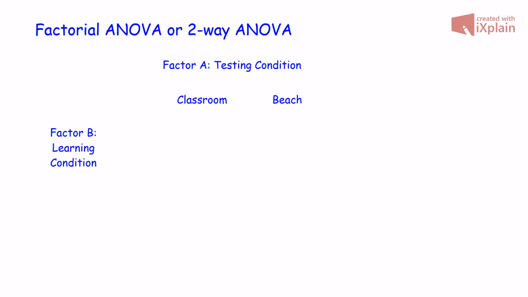The second factor, or the second independent variable, is the learning condition. Where did these people actually learn the things that they're later going to be tested on? Half of these people are going to be learning in a classroom, and half of them are going to be learning on a beach.